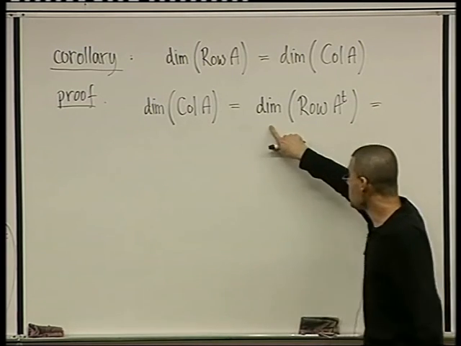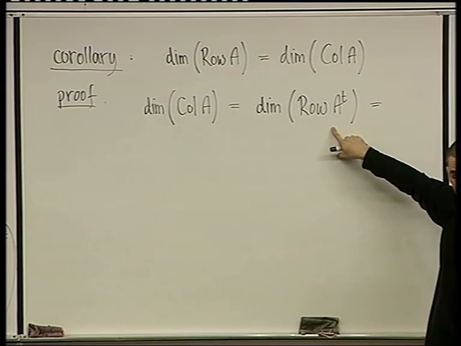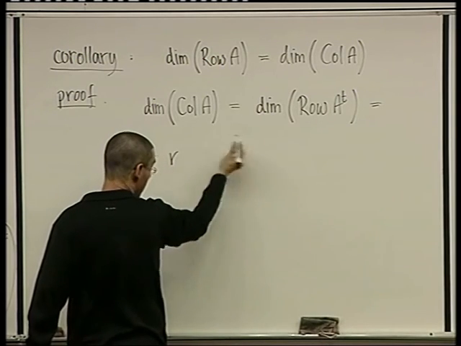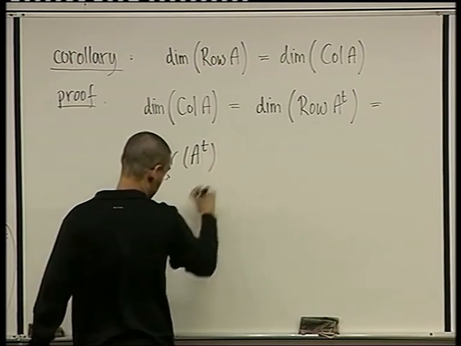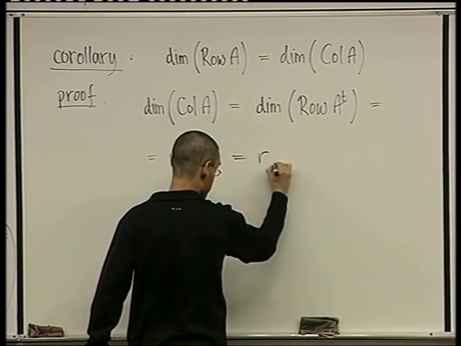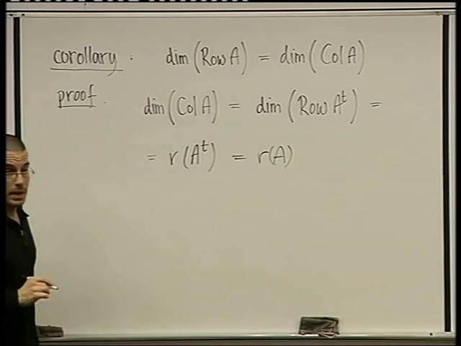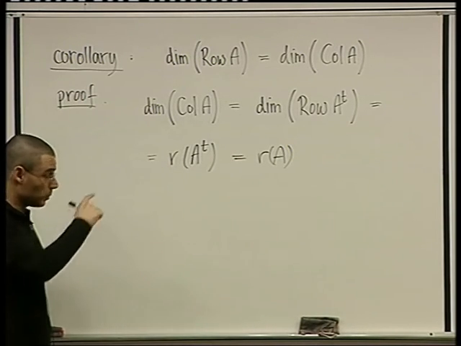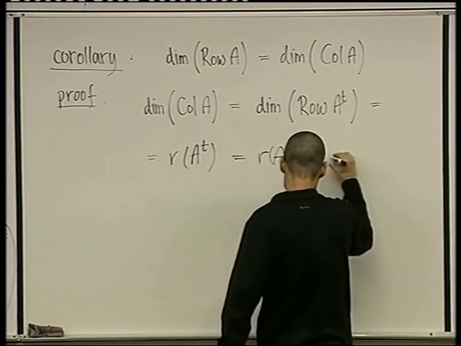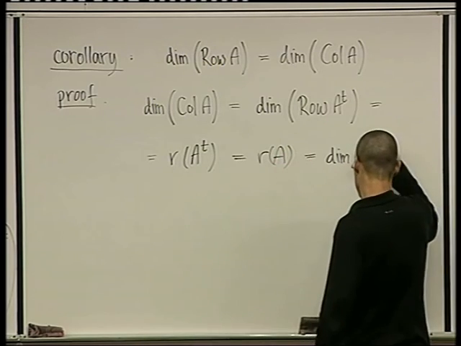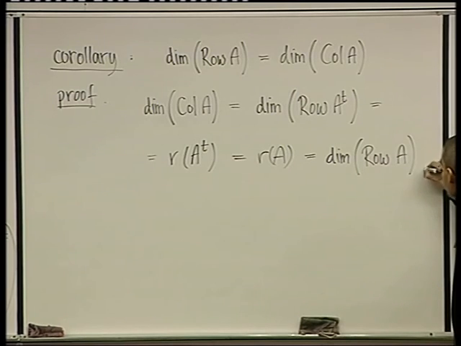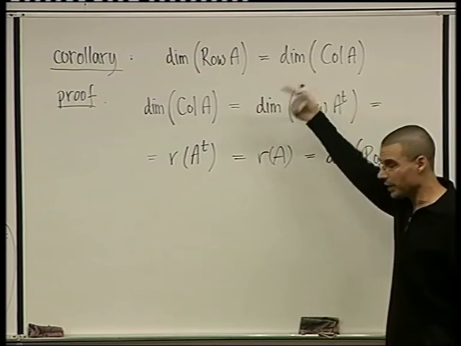Now, for the dimension of a row space, we know it's precisely the rank of the matrix. So this equals the rank of A transpose. By the theorem, this is the same as the rank of A. And by the theorem that we proved about 30 minutes ago, this is the same as the dimension of the row space of A. Good? So this proves the corollary based on the theorem.